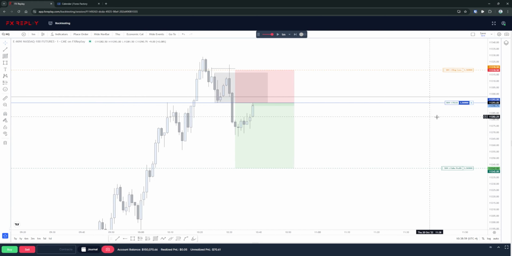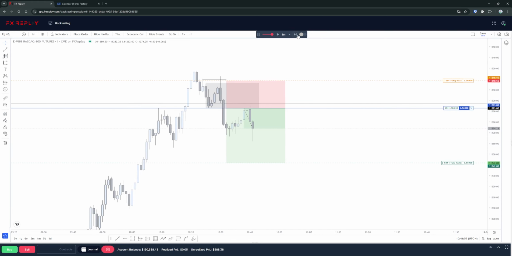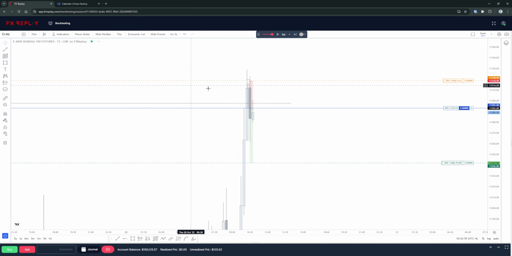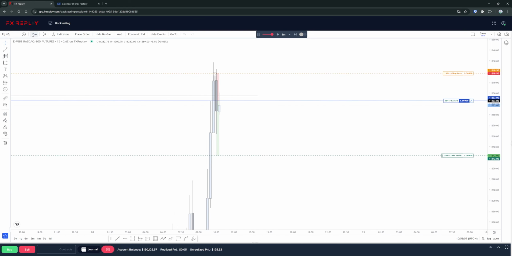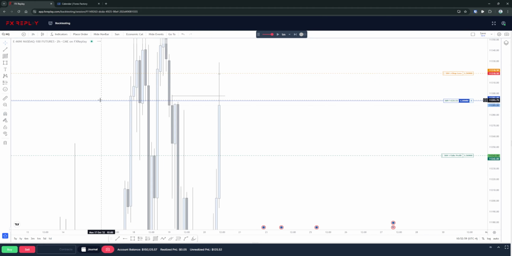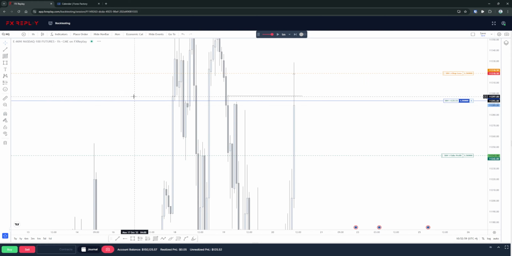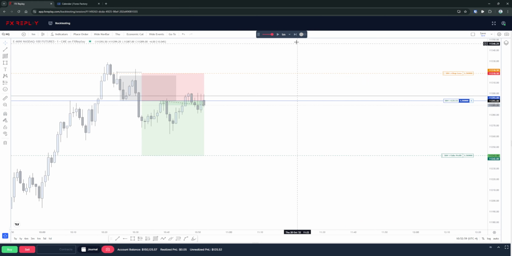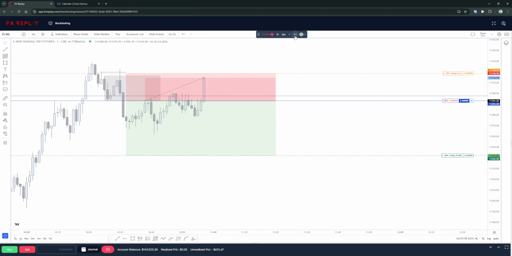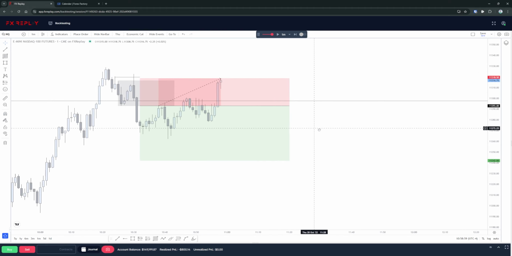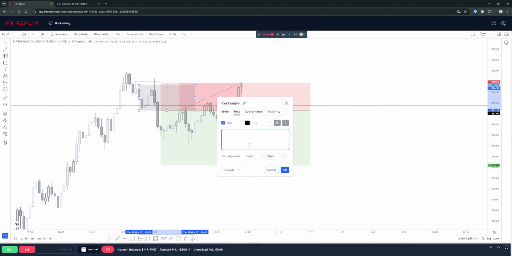I get tapped in here. We can check what the 15 minutes doing. 5 minute. 1 hour. 4 hour. I'm still happy with this trade. But we get stopped out. So that's unfortunate.